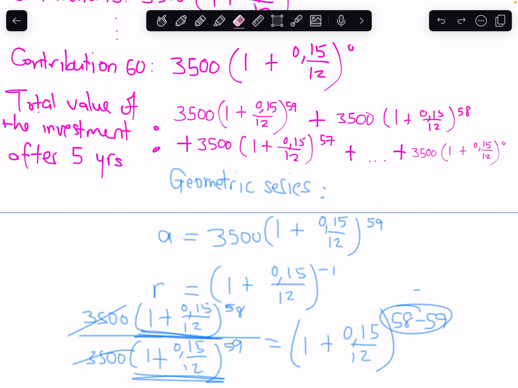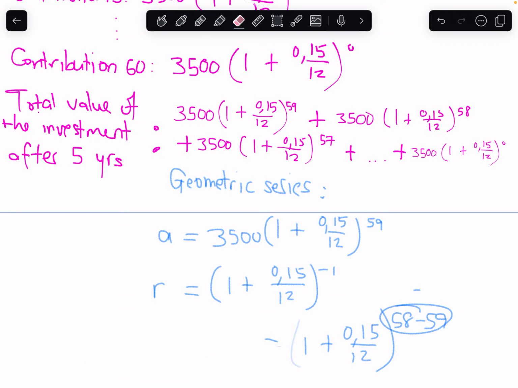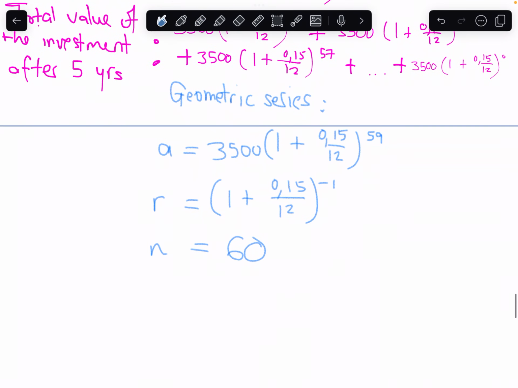Righty-do. And of course, someone who has just used the formulas they were taught in school is probably done with this question by now, but anyway. How many terms are there here? How many contributions are there? There are 60 of them. So now we can use our geometric series formula to figure out the sum of the contributions and the interest that they earn. So S60. Let's start with the whole formula. We're going to write it nice and big so that we have lots of space.